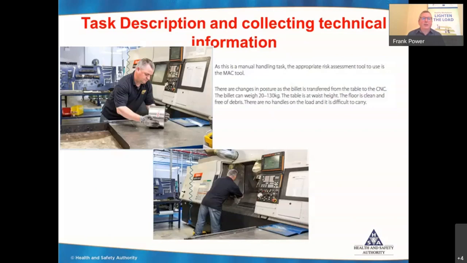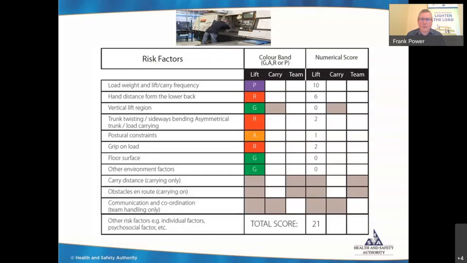So, you know, by collecting information like that and taking photos and taking video where appropriate, and certainly by getting permission of those that do the job, you can get a good indication in terms of what needs to be done, particularly by using the risk assessment tool. Now, I know you probably haven't seen this yet, but you will be seeing it later on when Ita talks about the MAC tool. This is an example of a score sheet for the MAC tool, and this is a score sheet for the particular task we've just looked at there.